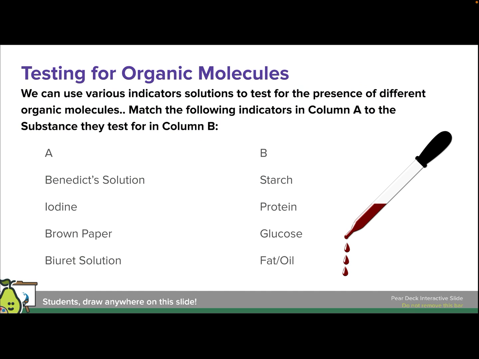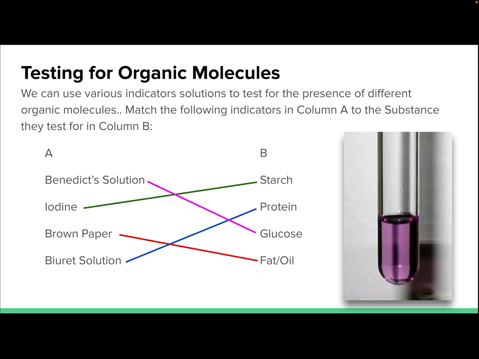Testing for organic molecules. This is a matching task. It's to match those 4 indicators in column A with the substance they test for in column B. So it's just drawing a line to connect them. Let's take a look.